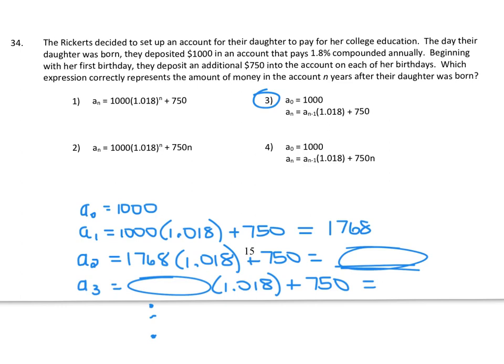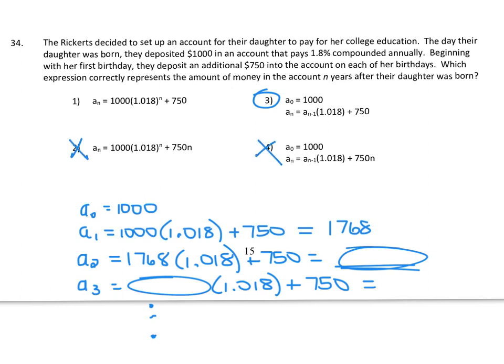With choice 2 and choice 4, because they're adding on 750n, that would mean n is representing the number of years that have passed. On our first birthday, if you replace n with a 1, they would be doing 750 times 1. They'd be putting $750 into the account. On her second birthday, you'd replace the n with a 2. 750 times 2 is 1,500. That would mean they're putting $1,500 into the account. And if you multiplied it by 3, you'd be putting in more and more each year. That's not what's happening. It says they're depositing an additional 750 on each of her birthdays. So choice 2 and choice 4 don't fit what's going on with the 750.